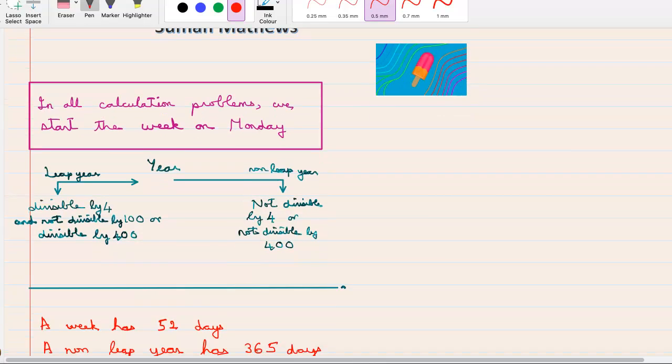What is a year? A year has 365 or 366 days. A leap year has 366 days. And how do you find out if a year is a leap year? It is divisible by 4 and not divisible by 100, or just divisible by 400. A non-leap year is not divisible by 4, or not divisible by 400.